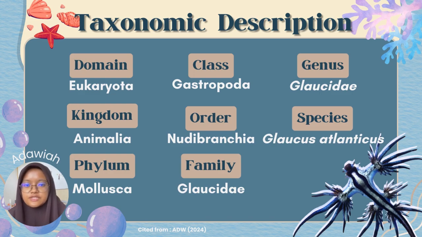So, let's proceed to the first content, which is the taxonomic description. First of all, the domain of the blue sea dragon is Eukaryota. Meanwhile, the kingdom is called Animalia. Next, the blue sea dragon's phylum falls under Mollusca.